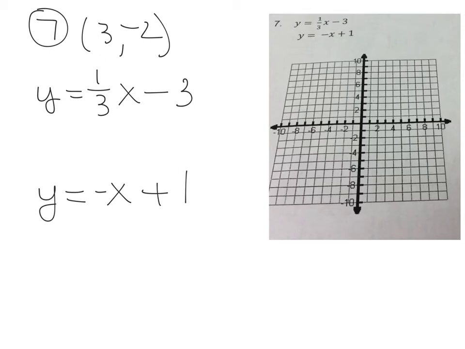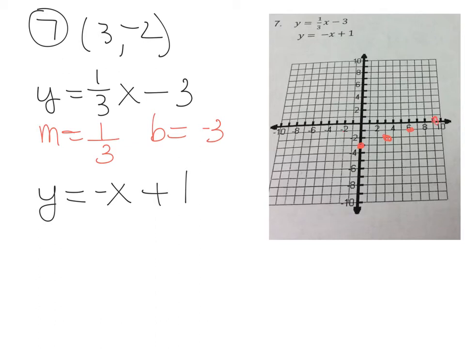All right, so on number 7, the first equation is already in slope-intercept form, so the slope is 1/3 and the y-intercept is negative 3. So I'm going to go from the origin down to negative 3 and put a point. Rise is 1, so I go up 1, and the run is 3, so right 3. Here's my point. Up 1, right 3. Up 1, right 3.